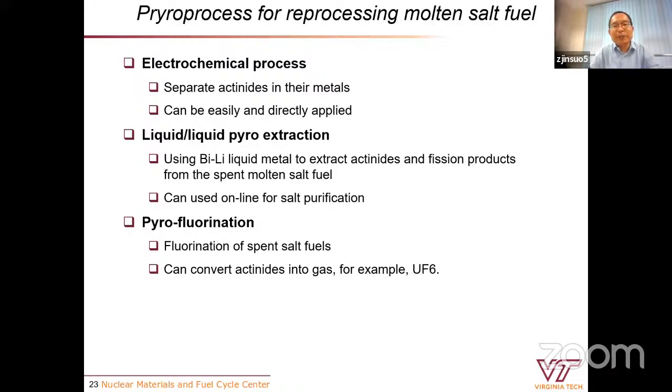Another way is pyrofluorination. So this process is that after you finish your reactor, we have the spent fuel. So we want to get our uranium out, like what we do for the UO2, and what we do for the uranium zirconium. What we can do is use a fluorination process to make our uranium fluoride into UF6. We know that UF6 is a solid, and it is a gas. So after fluorination, you release your UF6 out.